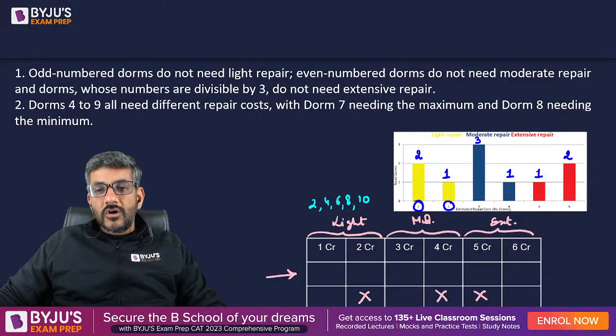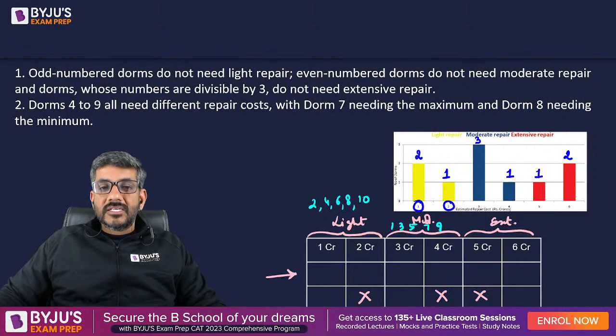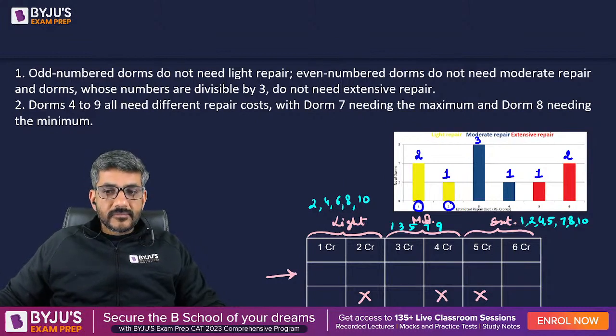Even numbered DOMs do not need moderate repair, right? So here we need only odd numbered DOMs, that is 1, 3, 5, 7 or 9. And the DOMs whose numbers are divisible by 3 do not need extensive repair. So you cannot write 3, 6 and 9 over here. You can write 1, 2, 4, 5, 7, 8 or 10 here. So 1, 2, 4, 5, 7, 8, 10 can be written here. 1, 3, 5, 7, 9 can be written over here. And 2, 4, 6, 8, 10 can be written over here. This is the first information that we have got till now.